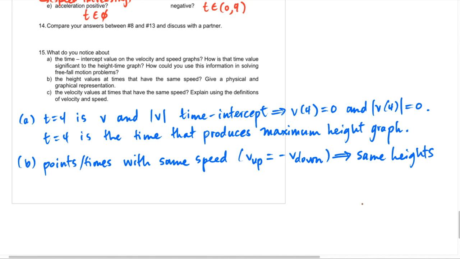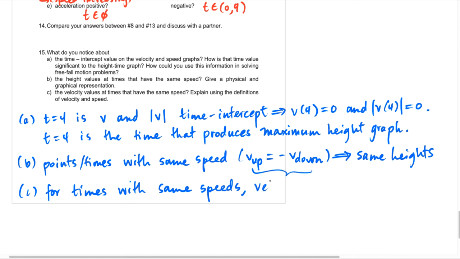The last thing we're asked to notice is something about the velocity values at times that have the same speeds. For times with the same speeds, two things could happen to the velocity. They could either be equal or they could be negatives of each other. And we've said that here. Velocities are either equal, not in this case, because in this case we only had two different velocities, or negatives of each other.